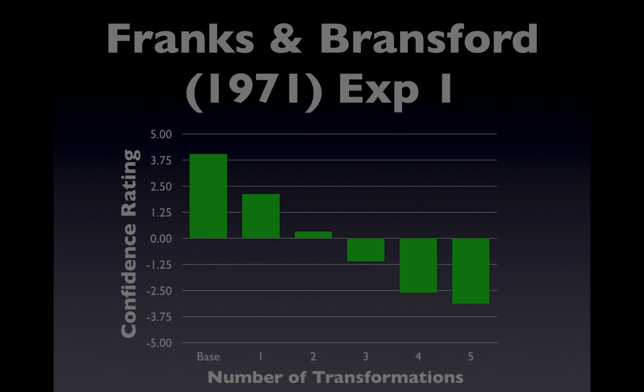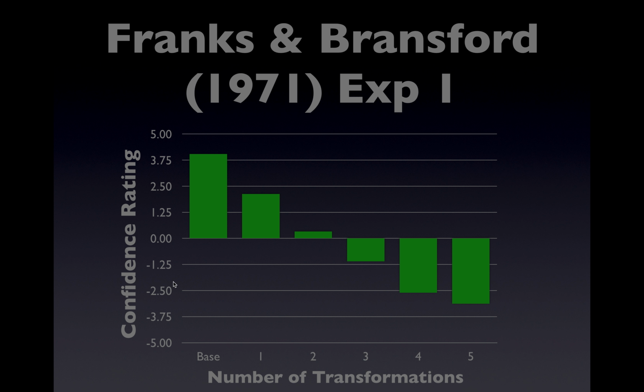And so here's the data. What we have on the y-axis is the confidence rating, and it went from -5 to +5, and these are average ratings. So if you said +5, you are absolutely certain that you had seen that card in the study phase. If you said -5, you are absolutely certain you had not seen that card in the study phase.